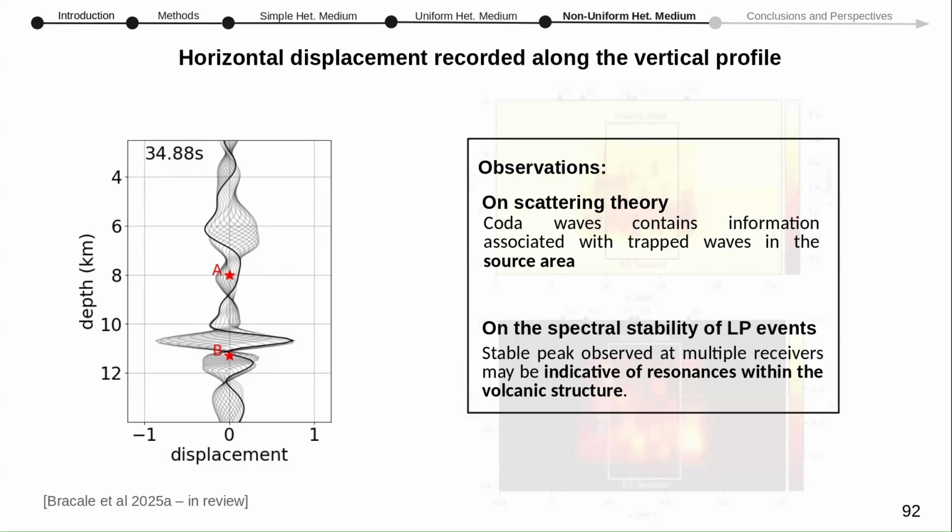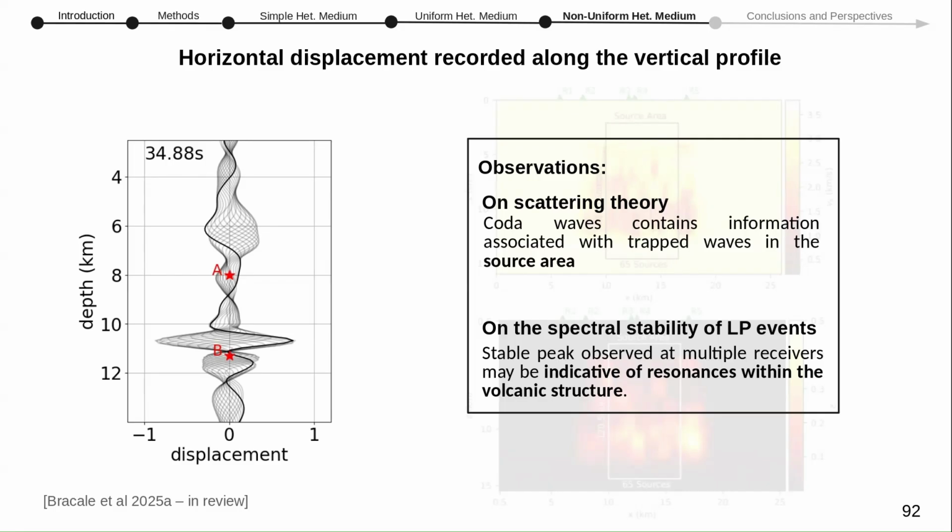In conclusion, what we can say is that it's interesting to see that in this condition, coda waves still contain information associated with trapped waves in the source area. But then on the stability of the spectral components of long period events, we can observe that peaks that appear at multiple receivers may be indicative of resonance within the volcanic structure. But this also means that since volcanic environments are dynamic environments, changes in the structure may lead even to a change in the resonant frequency.